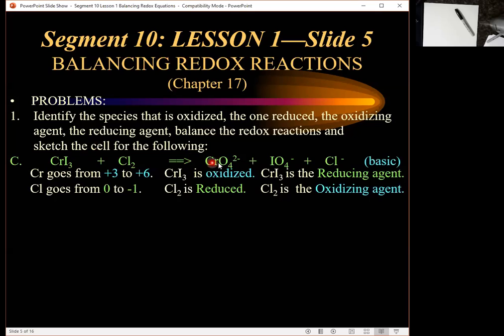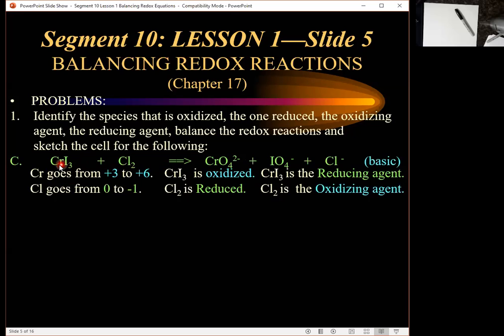Chromium on this side is in the chromate ion, and again, oxygen is -2. 4 times -2 is -8. I must have a +6 here. +6 with -8 gives me a -2 charge that I'm required to have for chromate. So chromium is going from +3 to +6. It's going to be oxidized.